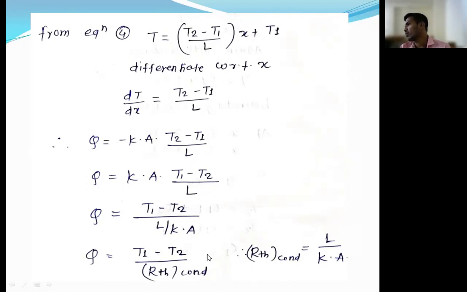Okay. In the form of thermal resistance, we get the equation as Q is equal to (T1 minus T2) divided by the thermal resistance of conduction. So from this, what is the thermal resistance of conduction? L by K. Okay, so that part we have covered in the last lecture.